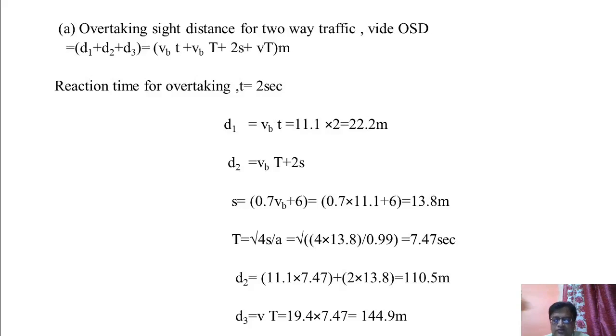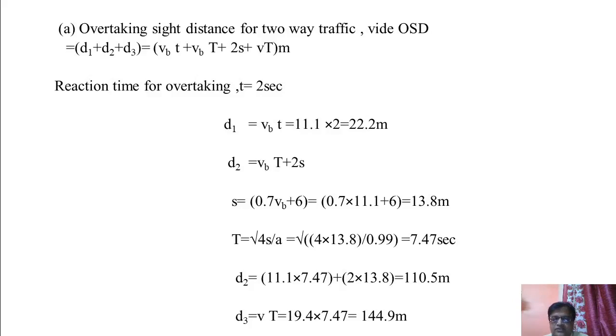T, capital T, is square root of 4s by a, since the acceleration is given in meter per second square. Otherwise it becomes 14.4 s by a. So T is square root of 4 into 13.8, the value of s we just calculated, divided by acceleration 0.99. So 7.47 seconds. D2 is finally 11.1 into 7.47 plus 2 into 13.8. Substituting those values in the d2 formula, we get 110.5 meter.